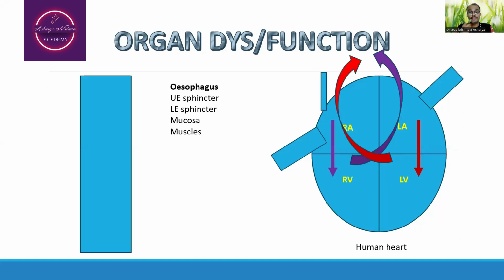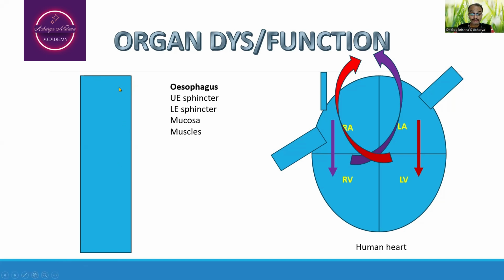Now, regarding organ dysfunction, how can we know about it? Here we are going to examine two examples: one is the esophagus, the second is the heart. Suppose this image is considered to be an esophagus. This is the upper end of the esophagus, which has a connection with the pharynx. This is the lower end of the esophagus, which has a connection with the stomach.